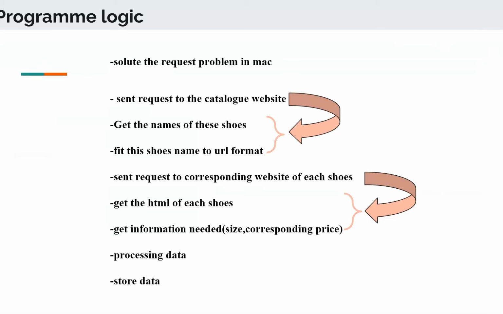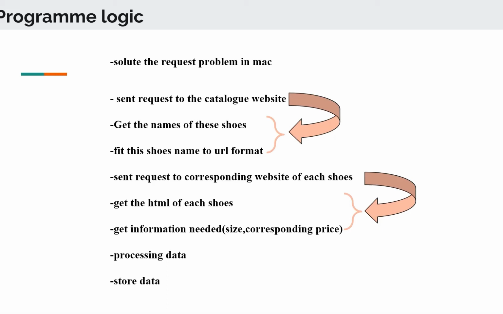Okay, it's now my turn to talk about the program logic. First, we solve the request problem on MacBooks, and then we send requests to the catalog website in order to get the names of the shoes. Then we translate the shoe names into URL information so that we can get information on the specific shoe. Then we send requests to the corresponding website of each shoe to get its HTML, and we can then get the information needed, such as size and the corresponding price of each size.